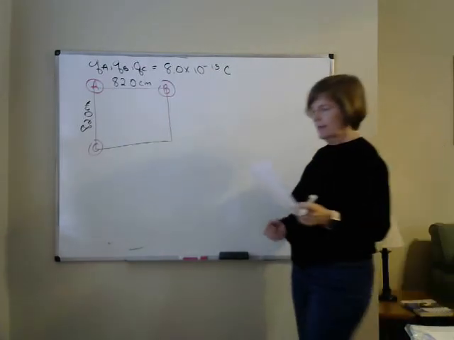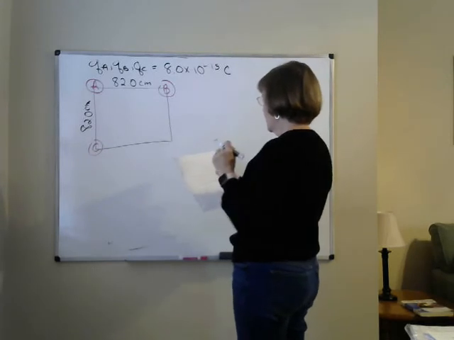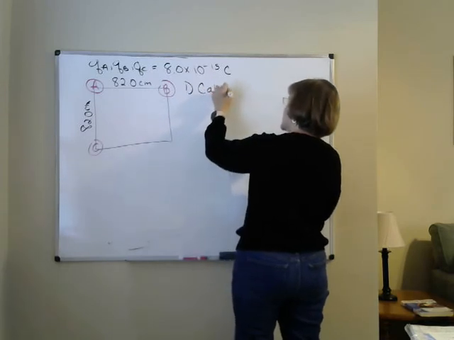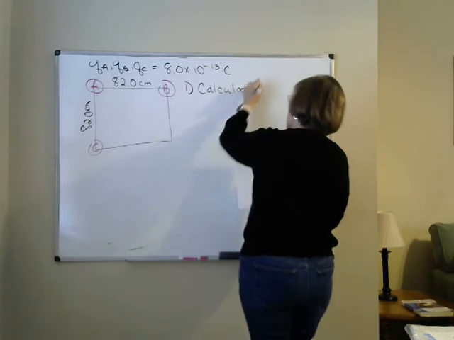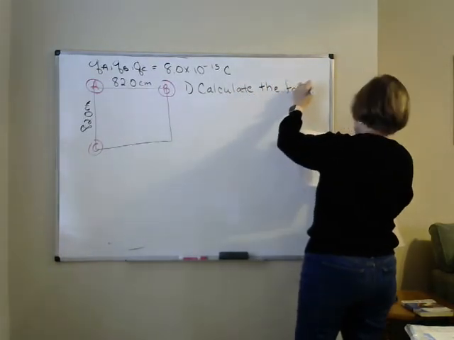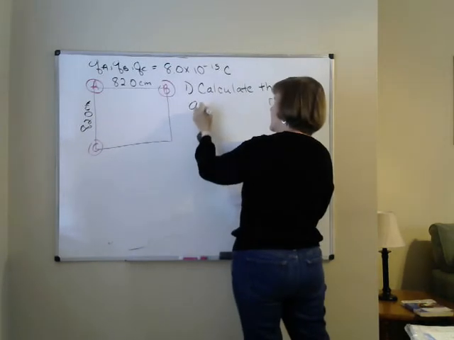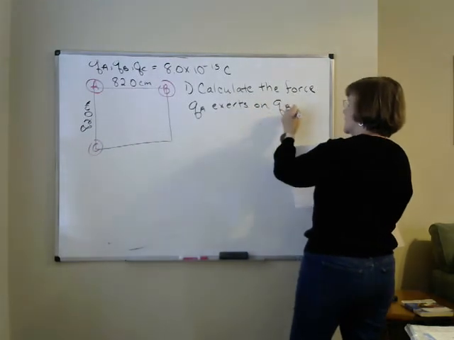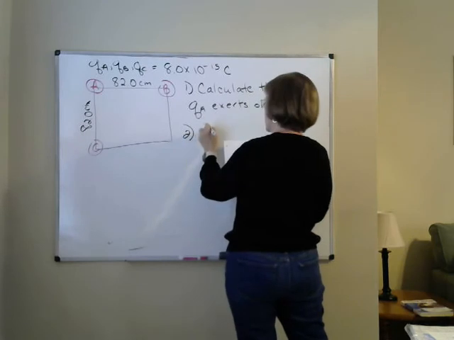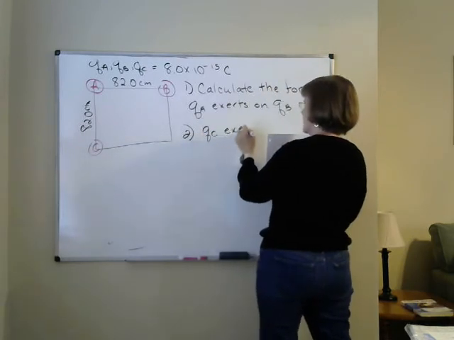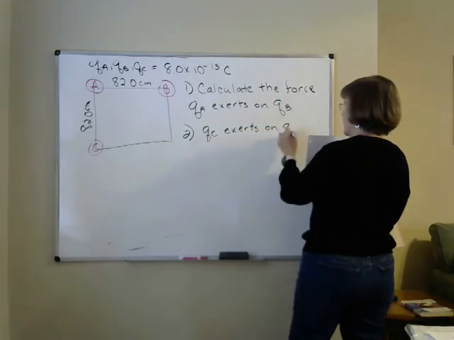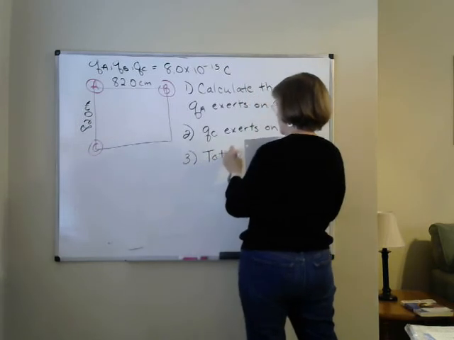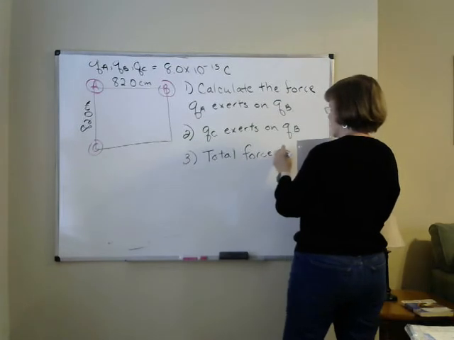We want to calculate three things. Let's calculate, one, the force that A exerts on B. Secondly, let's calculate the force that C exerts on B. And finally, let's find the total force on B.